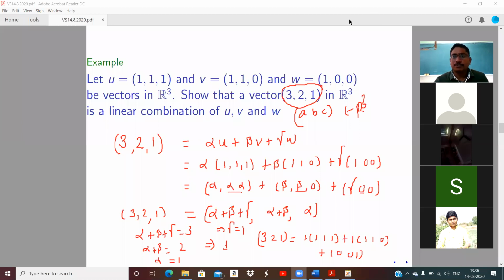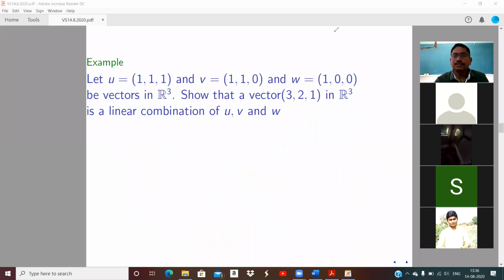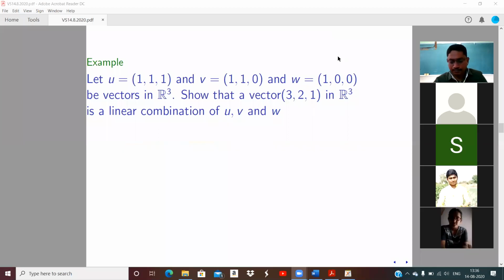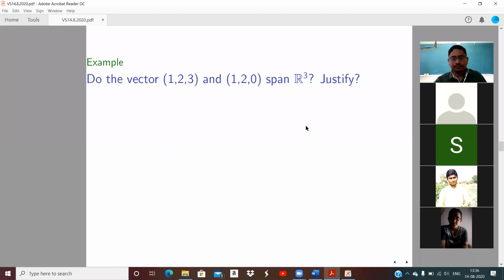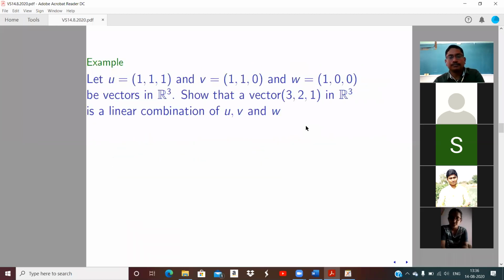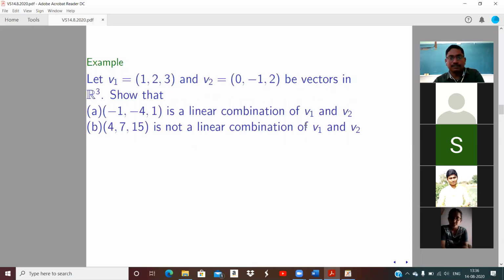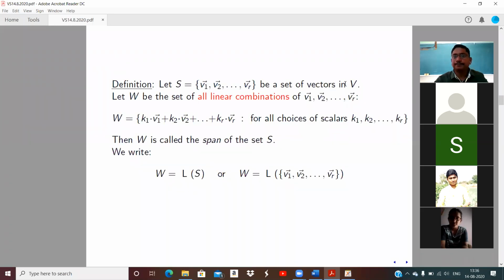Okay, we'll see more examples. Okay, we'll recall that definition. We have 3 minutes. See here, the linear span of S is defined.